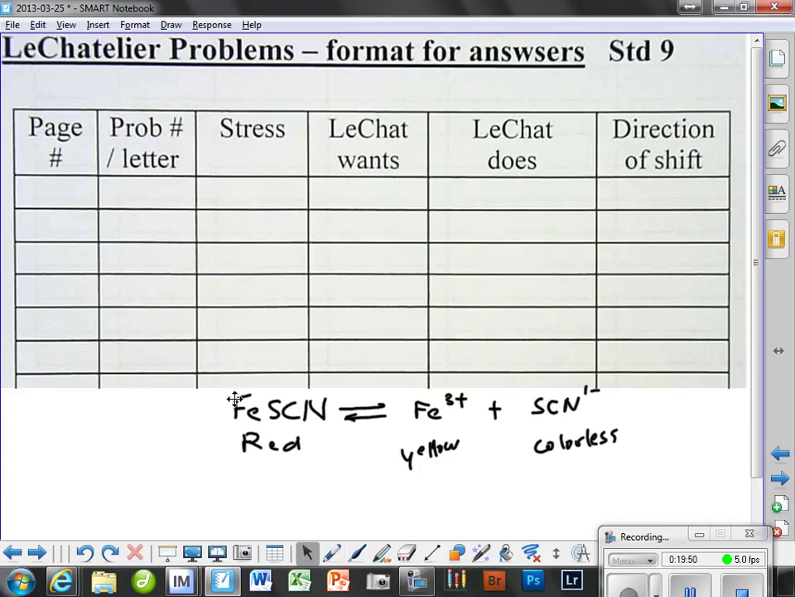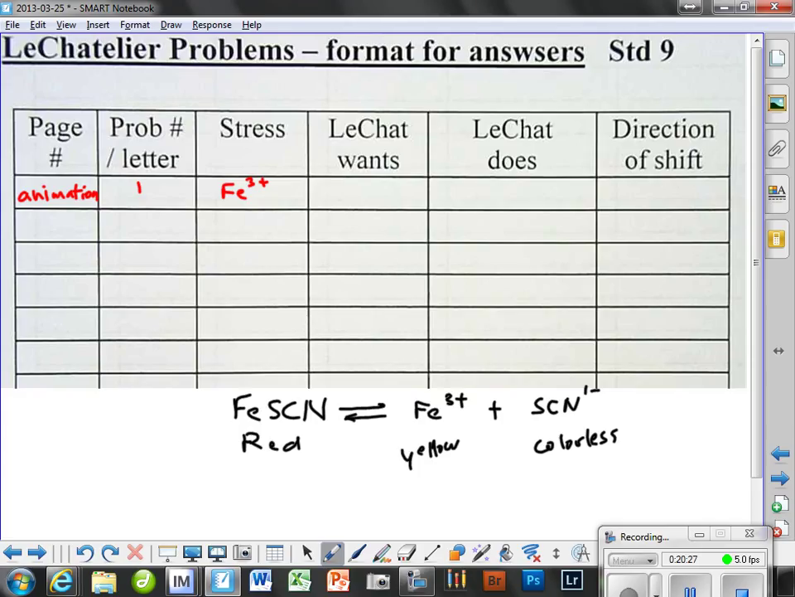All right, now, here we go. This is animation 1, and the stress. I'm going to do several different stresses. First of all, we will add Fe. So Fe, the way we're going to write it here, when we add Fe, the iron 3.